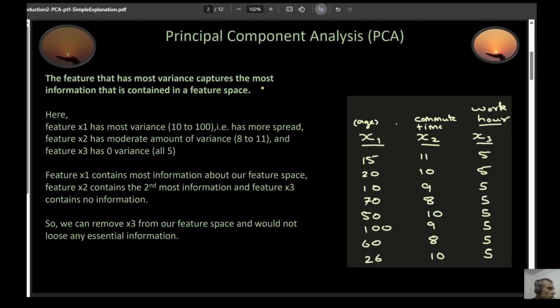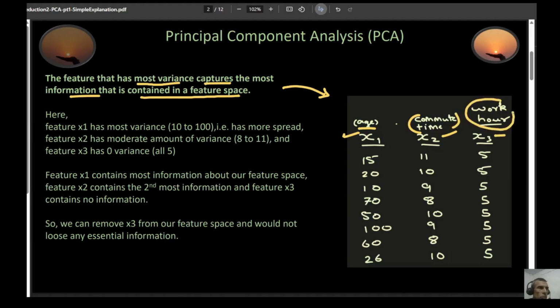Now, the feature that has the most variance in your dataset captures the most information contained in a feature space. Let's understand this statement through an example. Let's say you have a dataset with columns x1, x2, and x3. This could be anything. x1 could be, let's say, age. x2 could be the time it takes you to go from your home to work, and x3 would be, let's say, the time you spend at work. So your x1 data are: 15, 20, 10, 70, 50, 100, 60, 26. And your x2 also has some values like this. And same thing with your x3. These are all 5, 5, 5, 5.